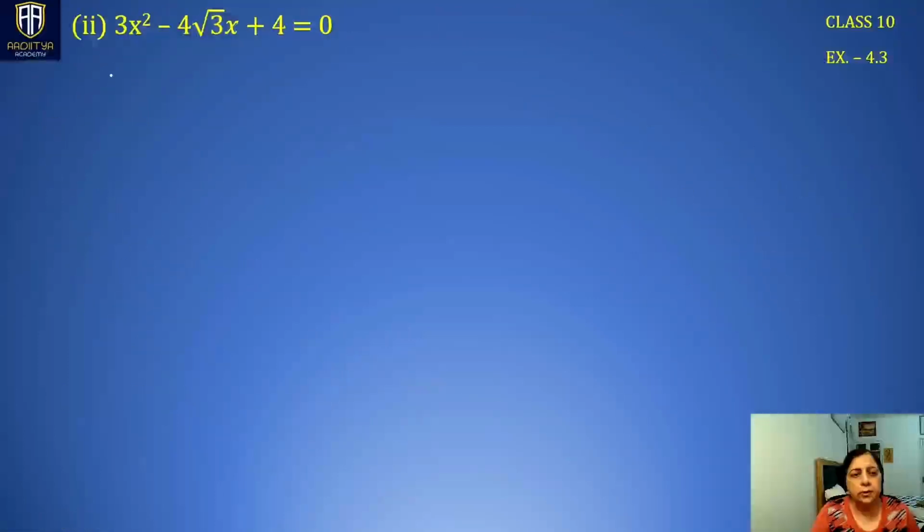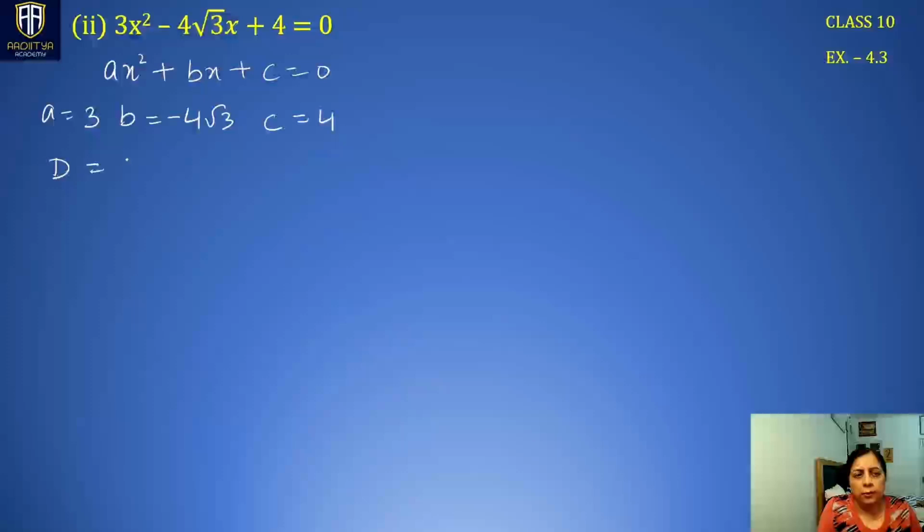So the next question is 3x square minus 4 root 3 x plus 4. Now compare this equation with the standard form. We can write a as 3, b, the coefficient of x, as minus 4 root 3, and c, the constant term, is positive 4.